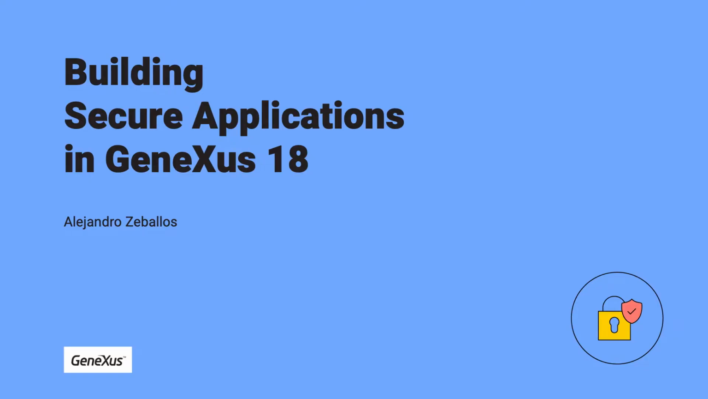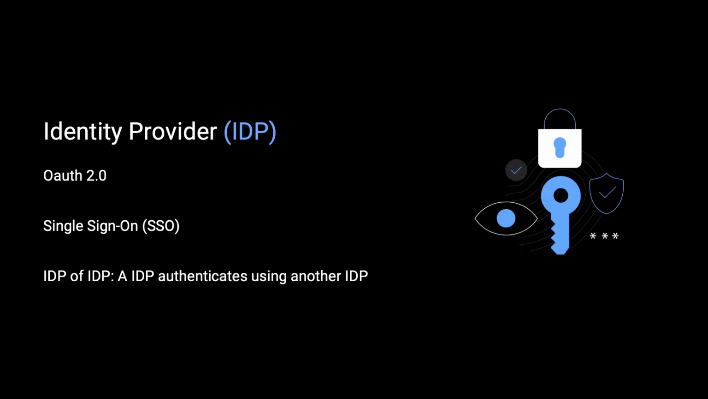Hello everyone. In this presentation we're going to see how to build secure applications in GeneXus 18. With GAM, which stands for GeneXus Access Manager, you can set up an identity provider in your application. What does an identity provider mean? It is an application where you're going to centralize all the different users of an organization. This will centralize both users and passwords.